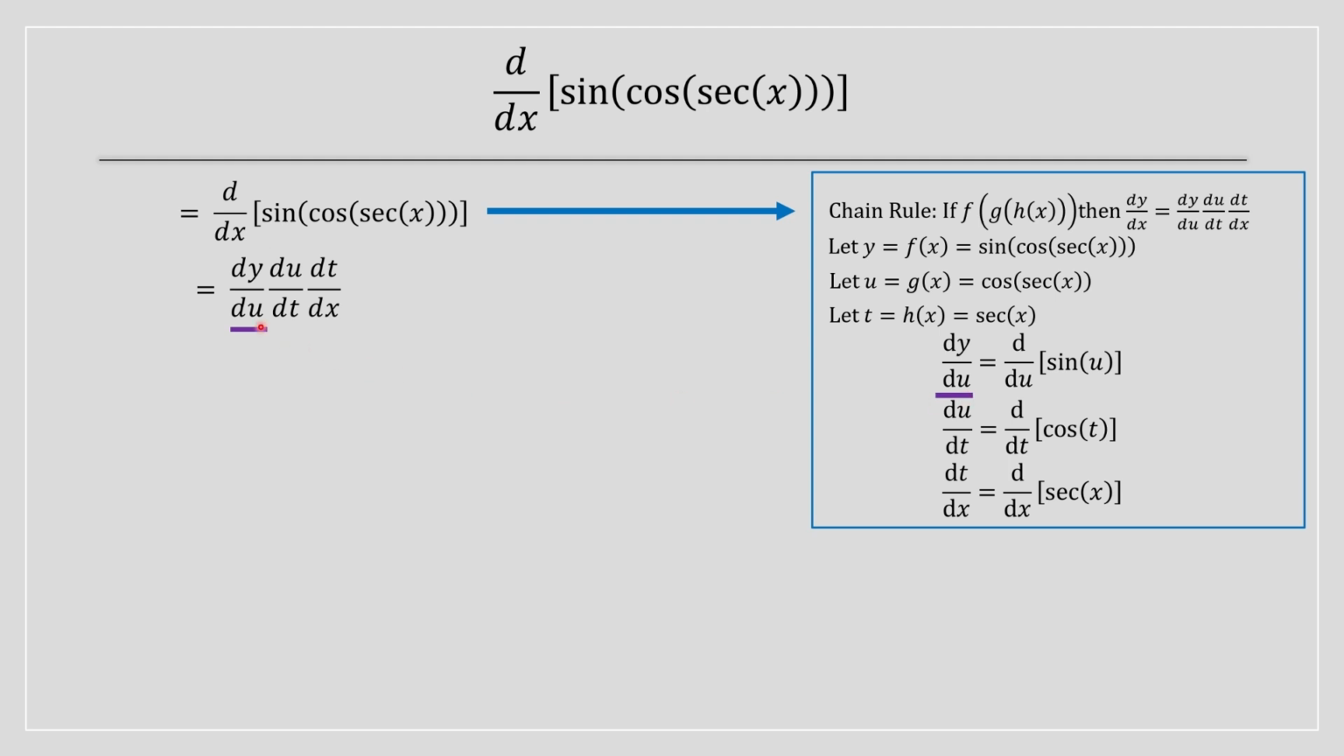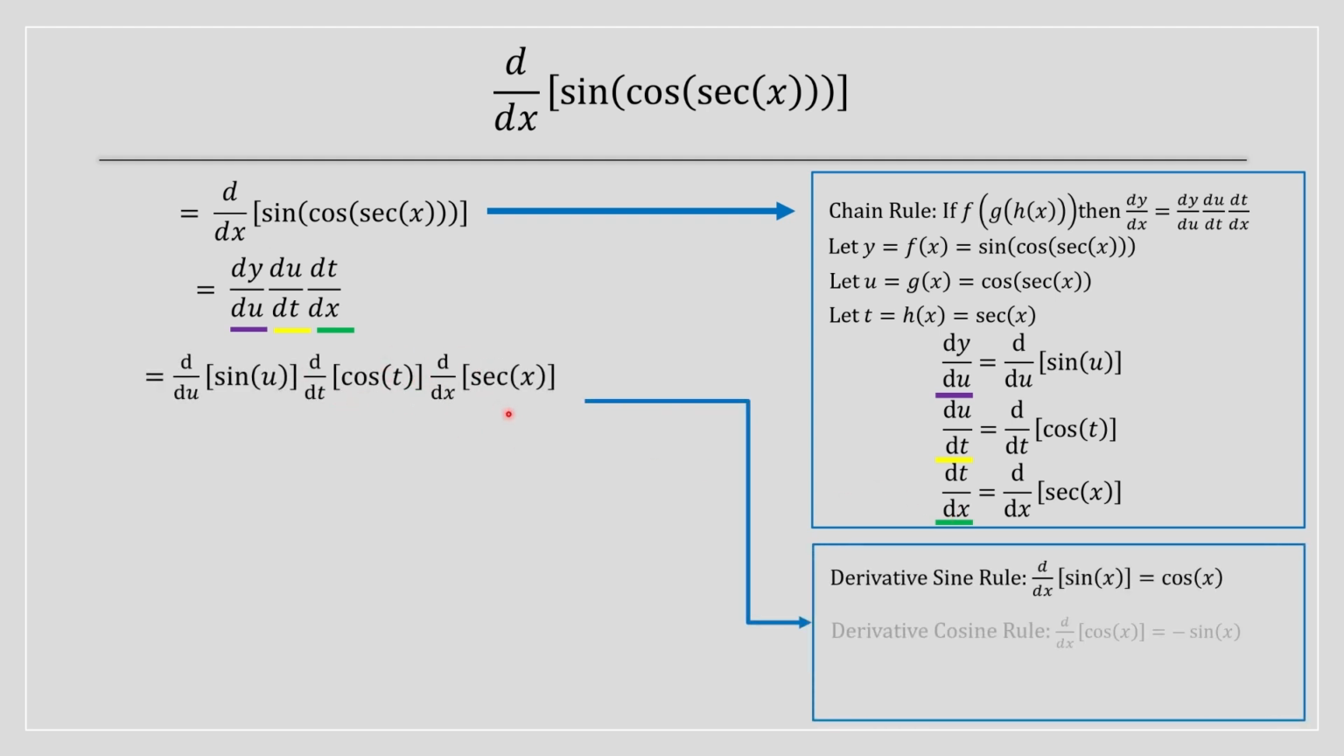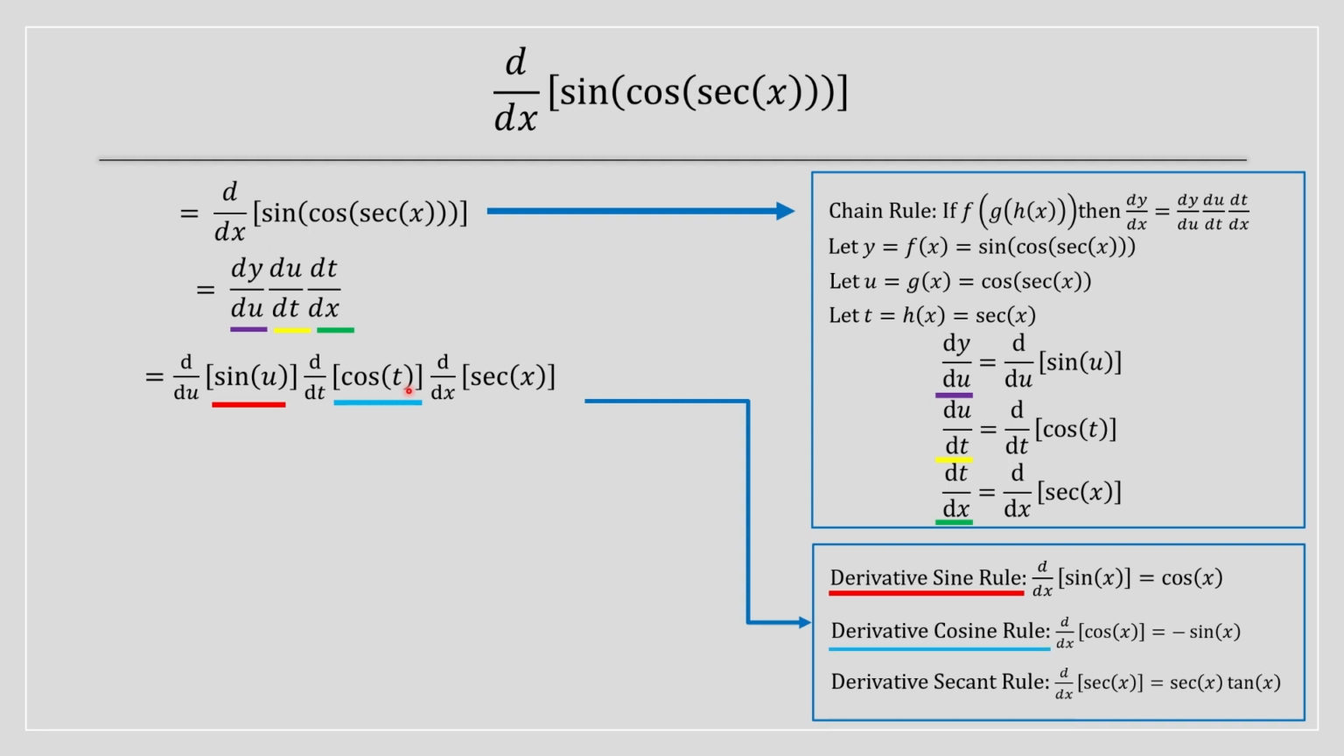So we've got to apply this portion over here, this portion over here, and this portion over here. Now we get this. Now this is a lot simpler. And we've got to apply our derivative rules. So the first derivative rule we have to apply is the sine rule, which would be cos of x. Over here we apply negative sine of x. And over here you apply secant x, which would be secant x tan x.